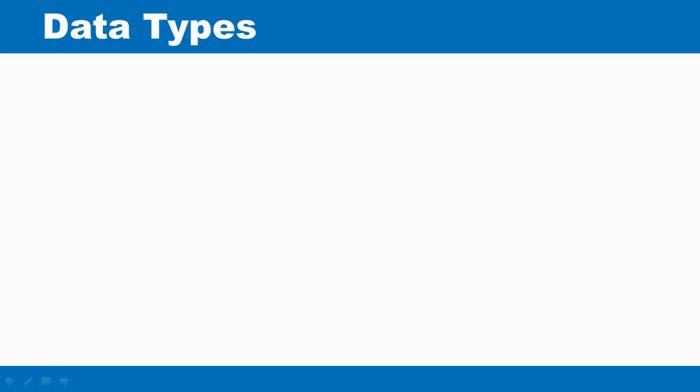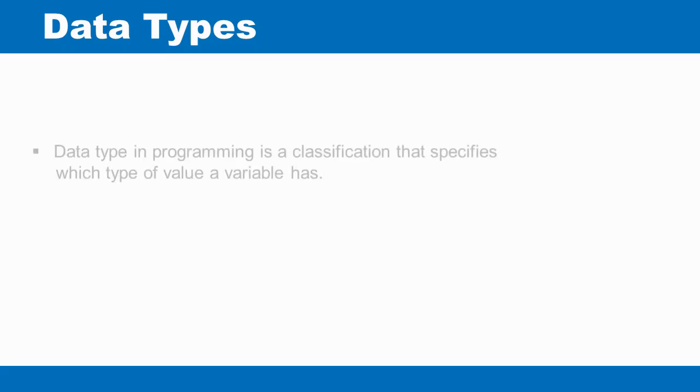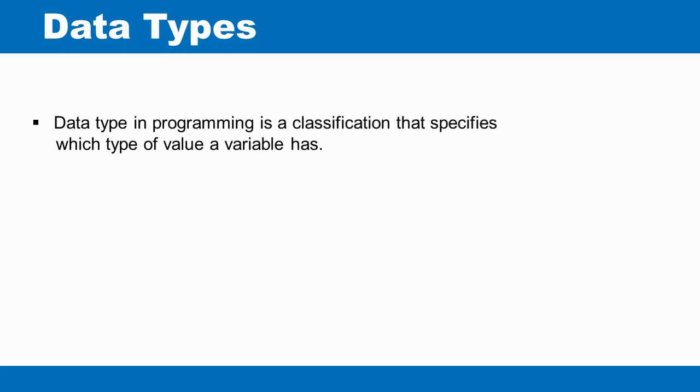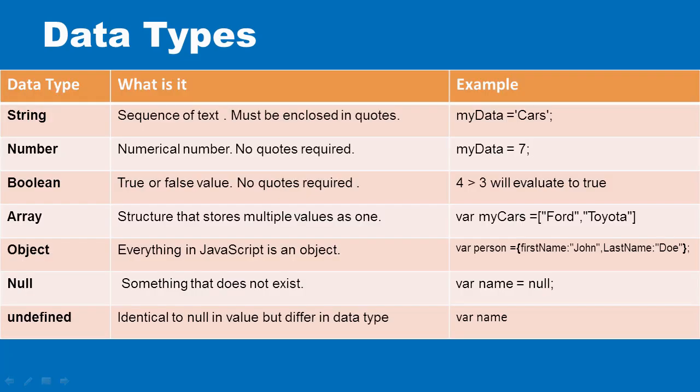In programming in general, and also in JavaScript, the data type basically refers to the classification that specifies the type of value that a variable has or stores. There are different types of data types in JavaScript. Here's a basic table with some basic JavaScript data types.